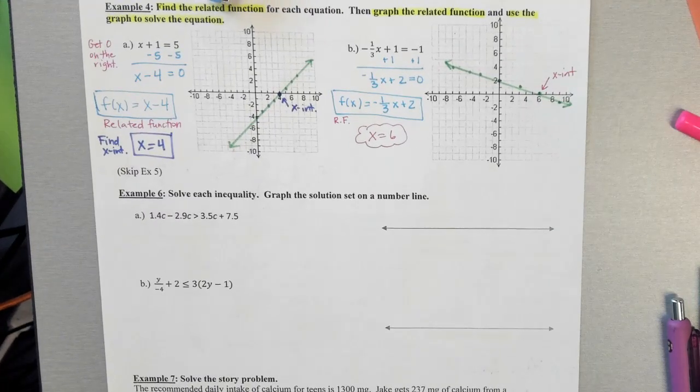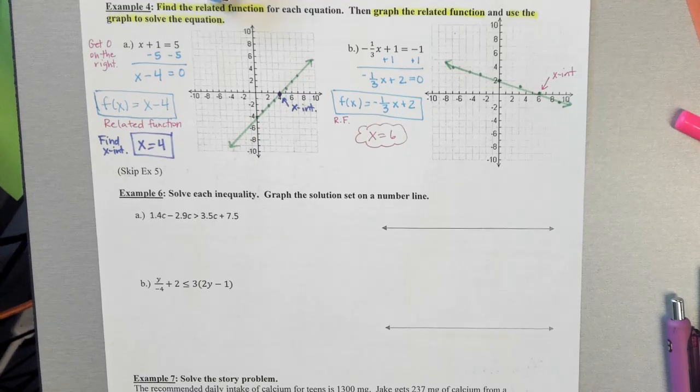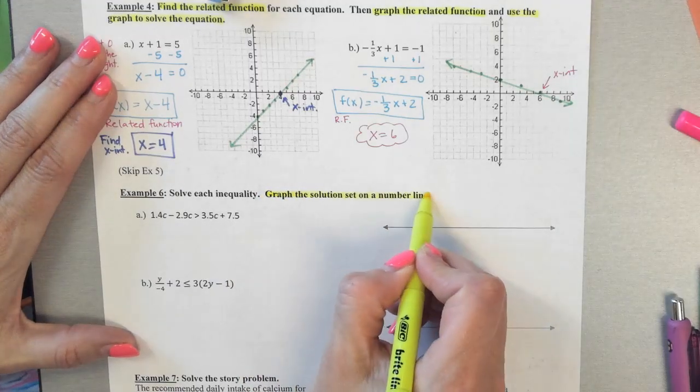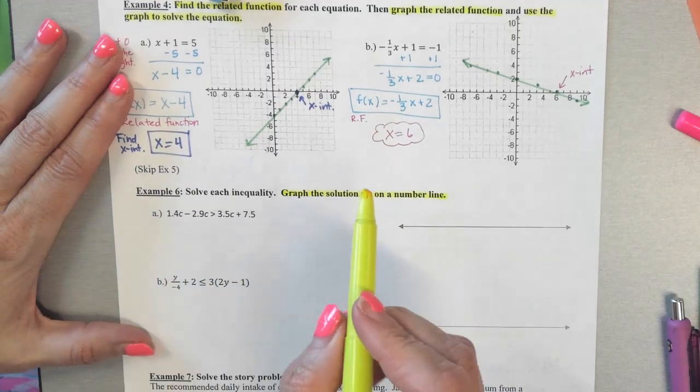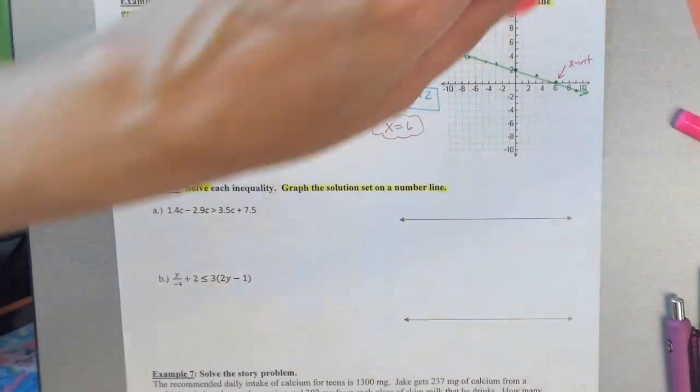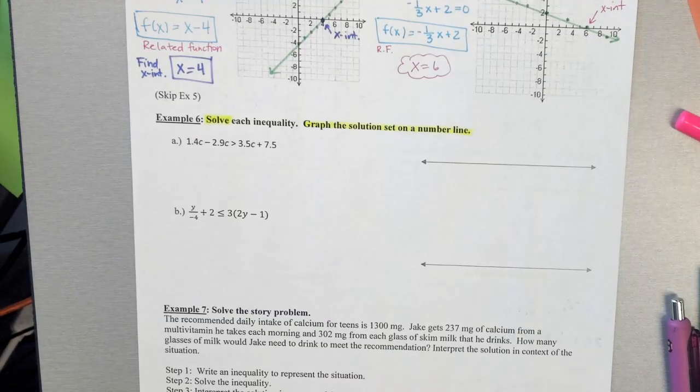All right, so for 6, we're solving inequalities. We're going to graph the solution on a number line. I don't think that we've graphed on a number line on here, so I'm going to walk you through how we want that to look. And then we are going to solve each inequality, and we're going to do that without our calculator.